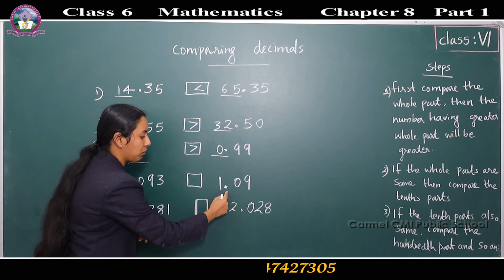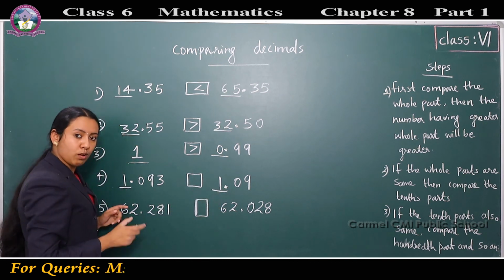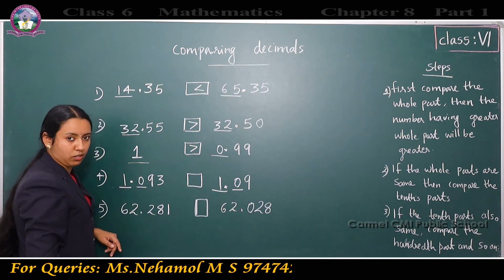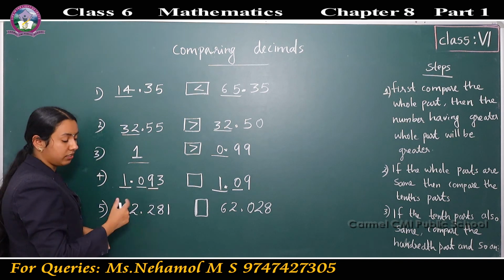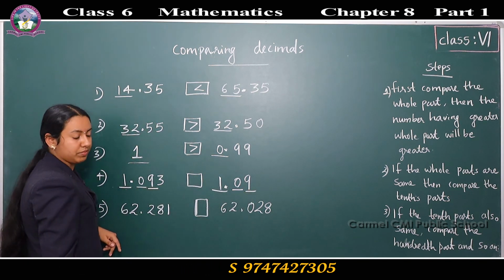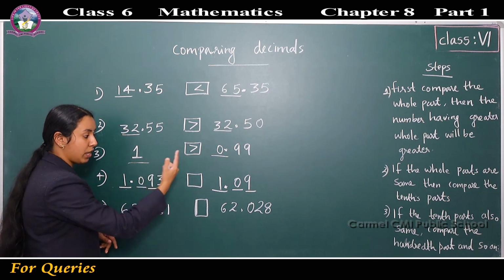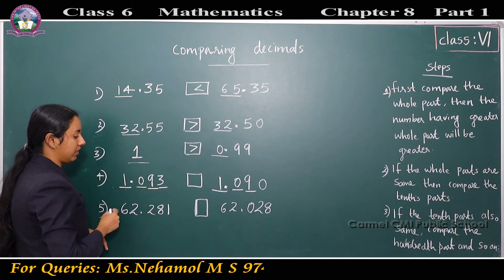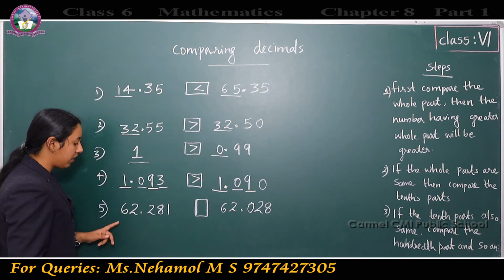Next one, 1.093, 1.09. First compare the whole parts. 1, here is also 1. So compare the next part. Here it is 0, here is also 0. 10th part same. So compare the next part, that is the 100th part. Here it is 9, here is also 9. Then compare the next one, that means the 1000th part. Here it is 3, here nothing, that means 0. So which is greater? The 3 is greater. So 1.093 is greater.